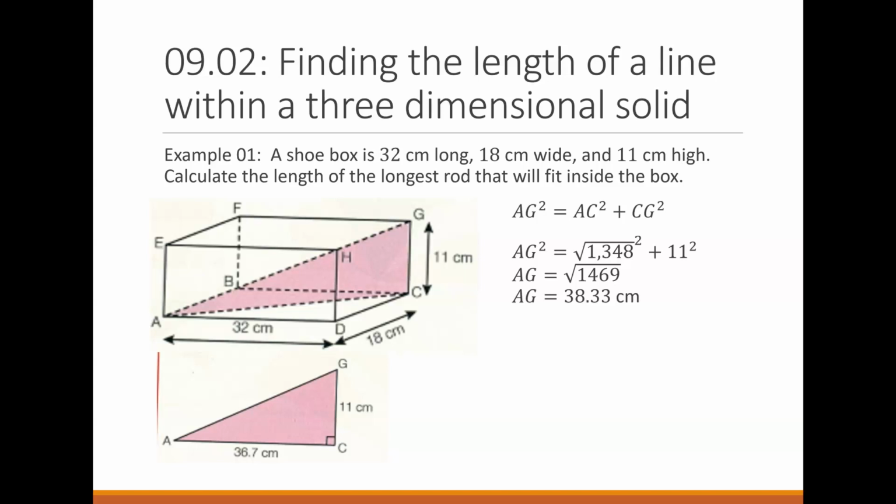Where did you get 36.7 from? That's just the square root of 1348 as a decimal. Oh. With what I was using, it was easier to make it a decimal than as a square root. You're good with that? Yeah. Okay.